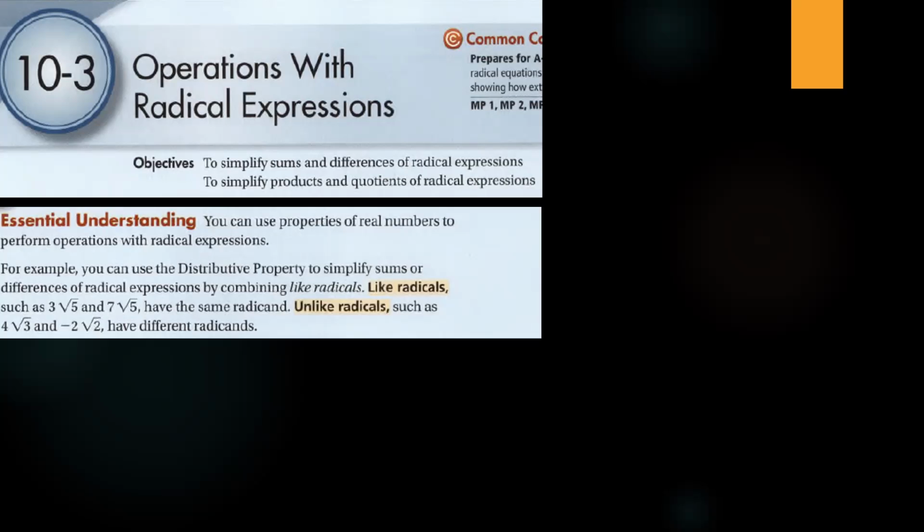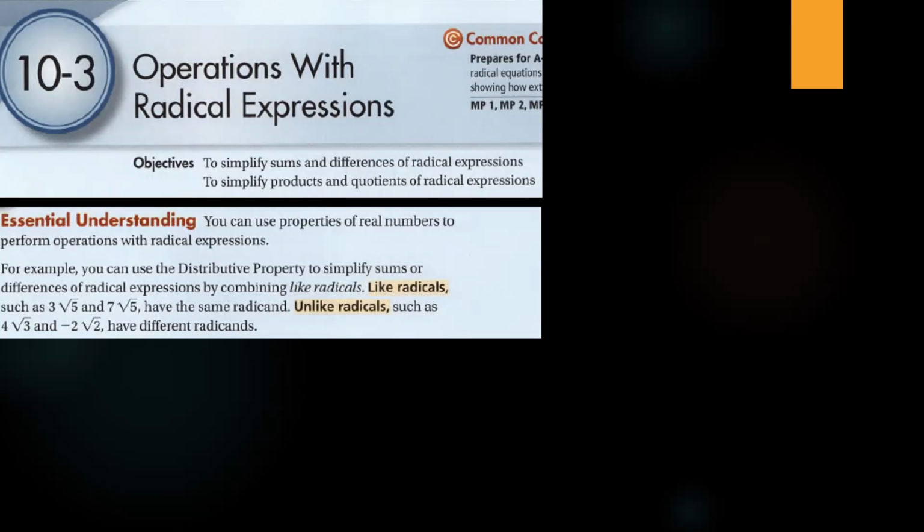Now, you can use the properties of real numbers to perform operations with radical expressions. So the properties of real numbers, like when you add them, you can use them in radical expressions. For example, you can use the distributive property to simplify the sum or difference.